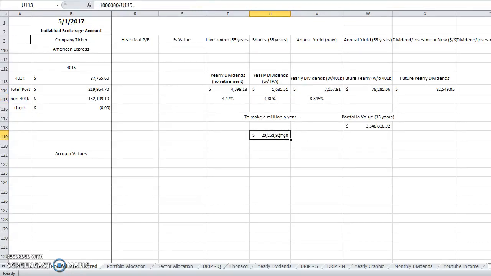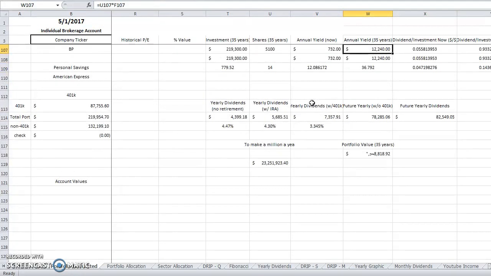With my average portfolio yield, how can I make $1 million a year in passive income? I need like $23 million just based off this 4% dividend yield. And then here's my future dividends if I forecast out 35 years from now. This doesn't take into account inflation, so I would assume that this decreases by a significant amount. So 35 years at 2% inflation, this value probably decreases by a very significant amount.